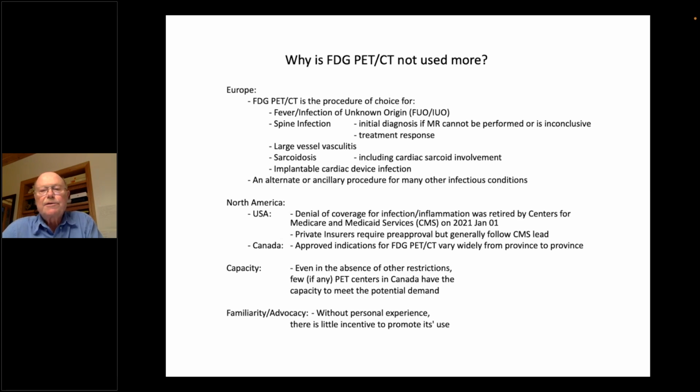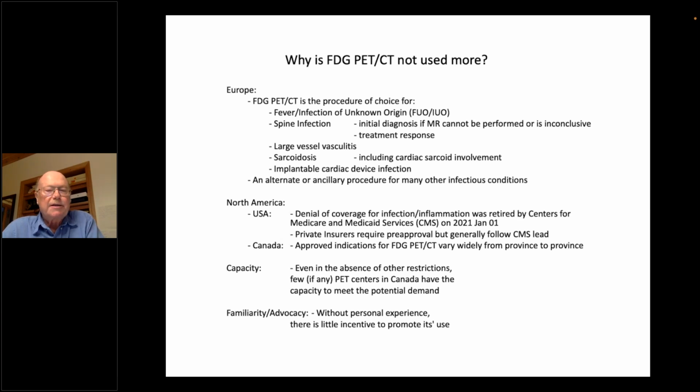In Canada, it's a mixed bag, basically because medical care is a provincial responsibility. In Alberta and Quebec, the indications for use of FDG PET are quite liberal and include infection and inflammation. But in most other provinces, it's restricted to oncology with minor exceptions.